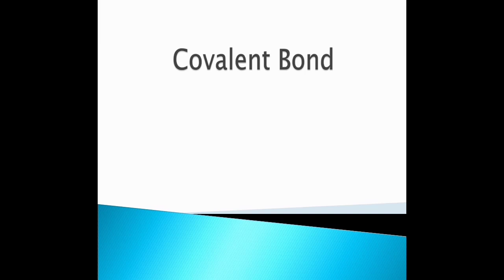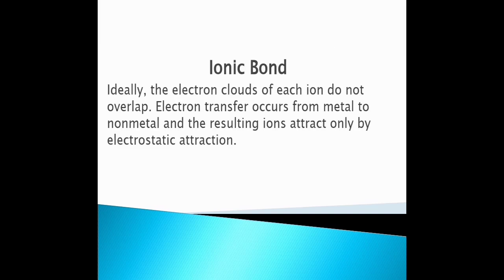आज का मेरा टॉपिक कोवलेंट बॉन्ड के हवाले से है। आयनिक बॉन्ड। Ideally, the electron clouds of each ion do not overlap. Electron transfer occurs from metal to non-metal and resulting ions attract only by electrostatic attraction.